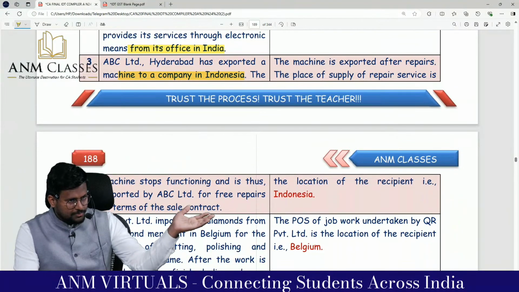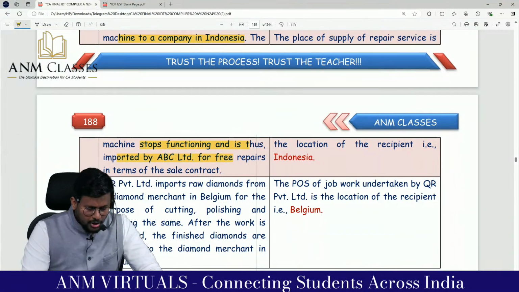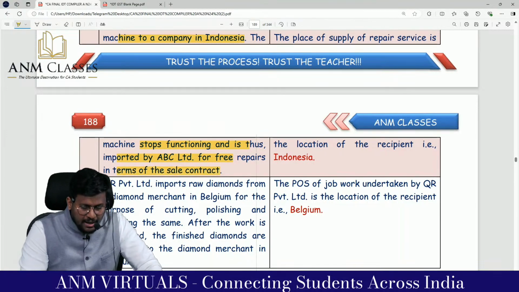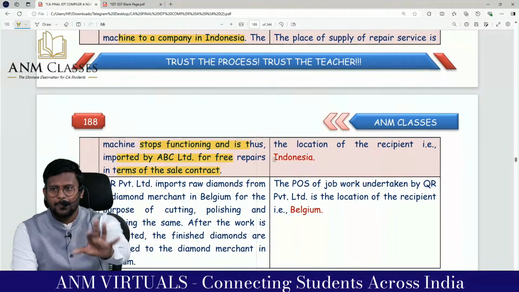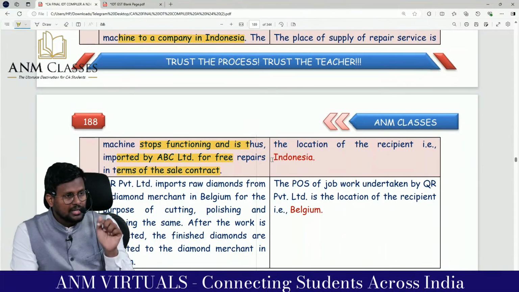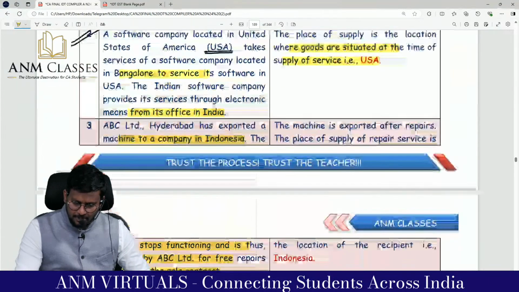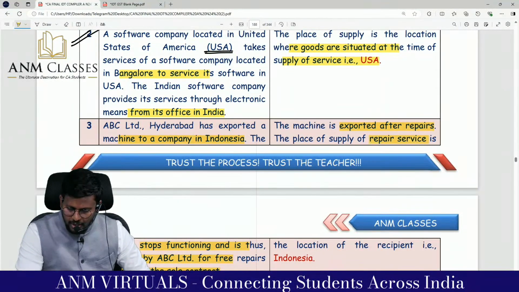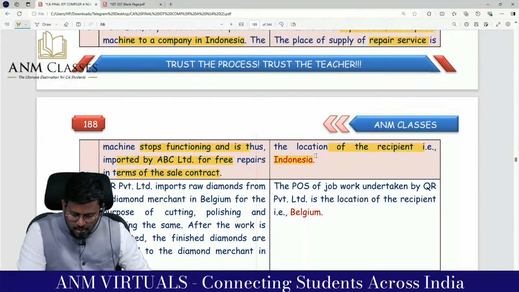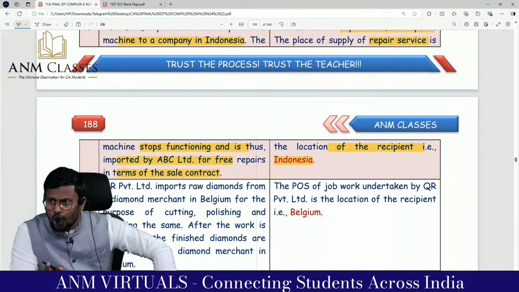ABC Limited, Hyderabad, has exported a machine to a company in Indonesia. This is export. The machine stops functioning, repair aachu, and is thus imported by the exporter for free repair in terms of the sale contract. That means, sir, they have imported for the purpose of repair. This is temporary import. This section will not be applicable; Section 13, subsection 2 will be. That means, my dear lovable students, machine is exported. The place of supply of a repair service is the location of the recipient, that is in Indonesia. Hello. Yes, 13.3 will not be applicable. 13.2 will be applicable. Am I clear?